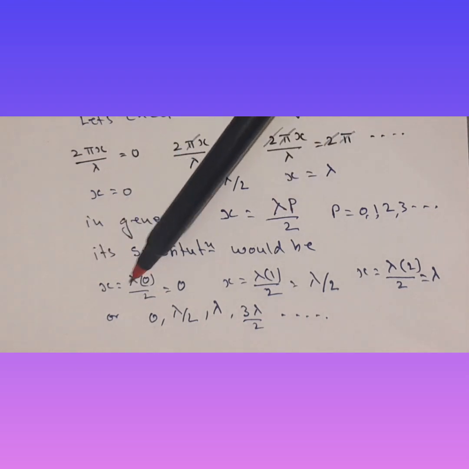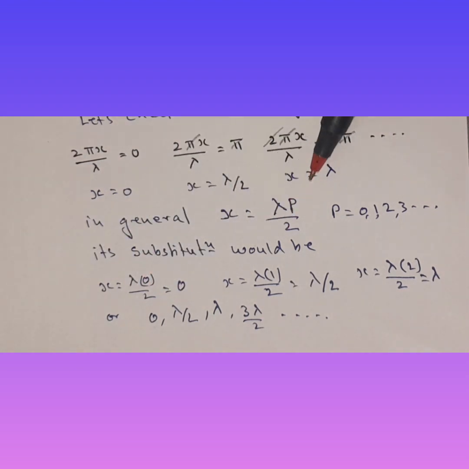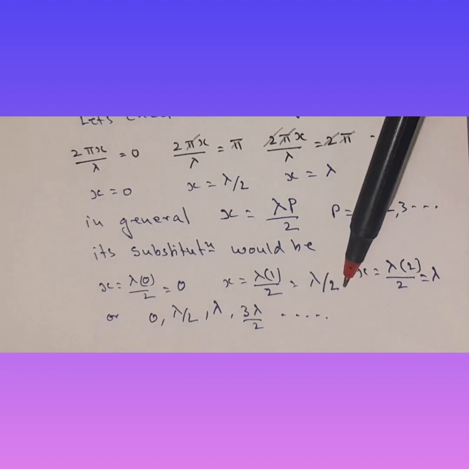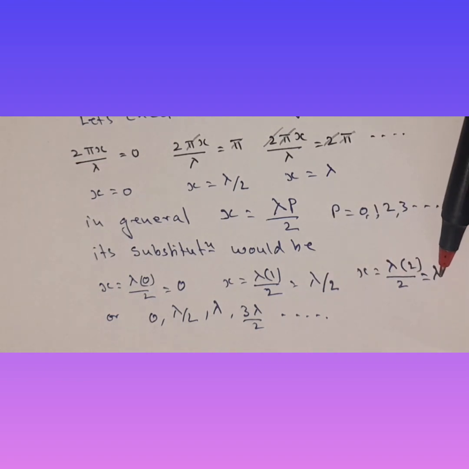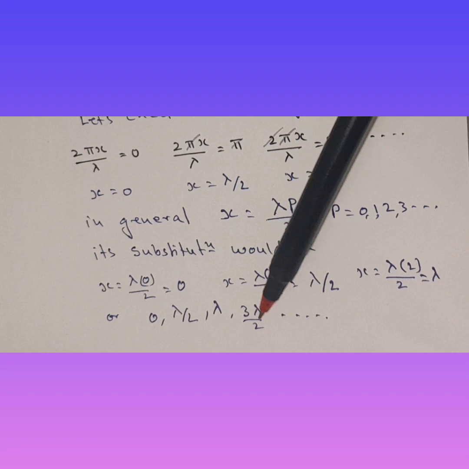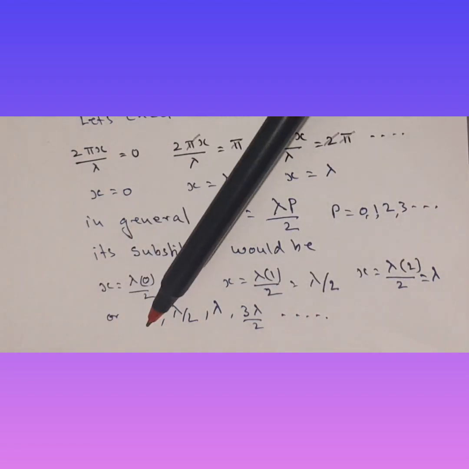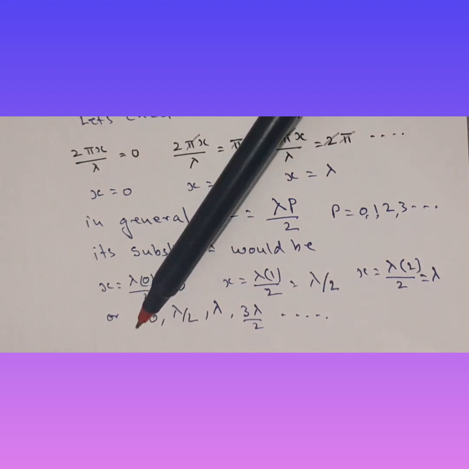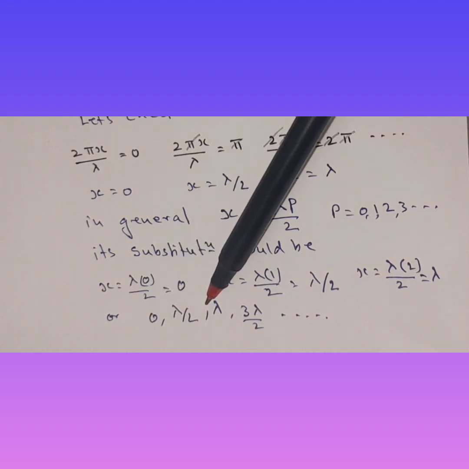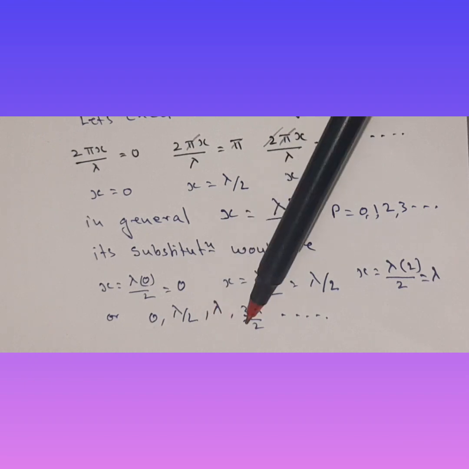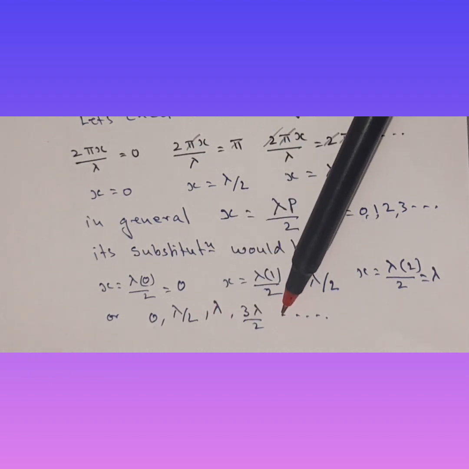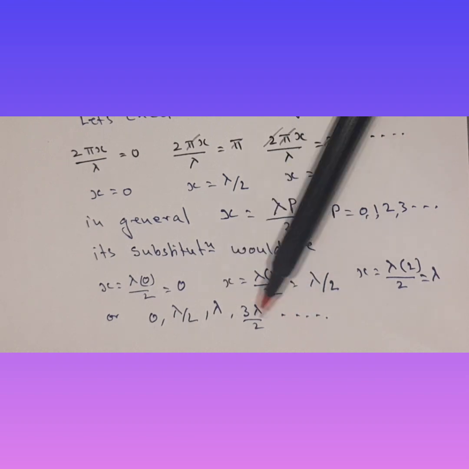Alright. So if we put p as 0, x is equal to 0. And when we put 1, it would be lambda by 2. And when we put 2, it would be 2 lambda by 2, so lambda. So 0, lambda by 2, lambda, 3 lambda by 2 and so on. So it is actually all integral multiple of lambda by 2. Why? Because it is 0 here, 1 over here, 2 lambda by 2 where 2 gets cancelled, then 3 lambda by 2, then 4 into lambda by 2 where 4 and 2 get cancelled, so 2 lambda, and so on and so forth.